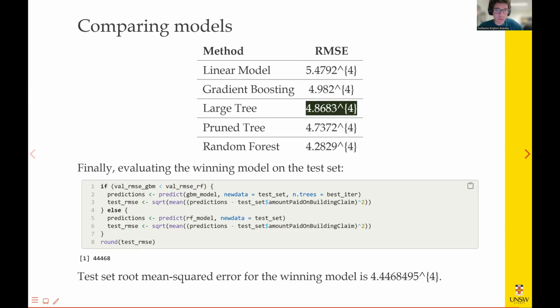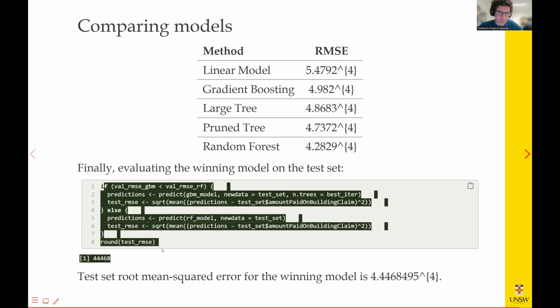Here, our final winner is still the random forest from before. By the way, I don't know why it's displayed a bit weirdly, but this means 4.28 times 10 to the 4. So this means a root mean squared error on the validation set of 42,800 and so on.